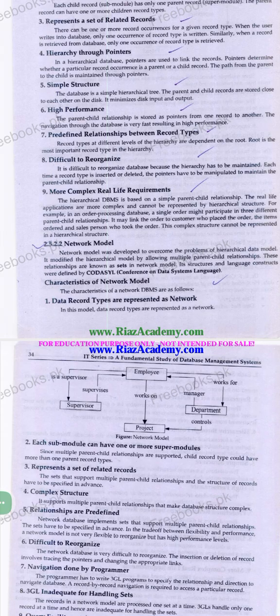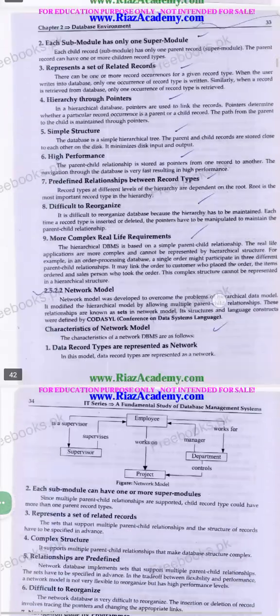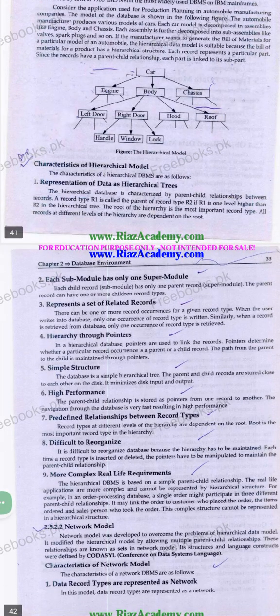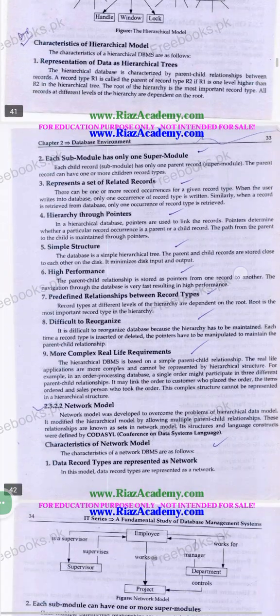The remaining characteristics you can read from the book, but there is an important disadvantage: it is difficult to handle many to many relationships in this hierarchical model. You already know, if we have teachers and students, many students are taught by many teachers, and many teachers teach many students. So a many to many relationship is complex and difficult to handle by the hierarchical model.